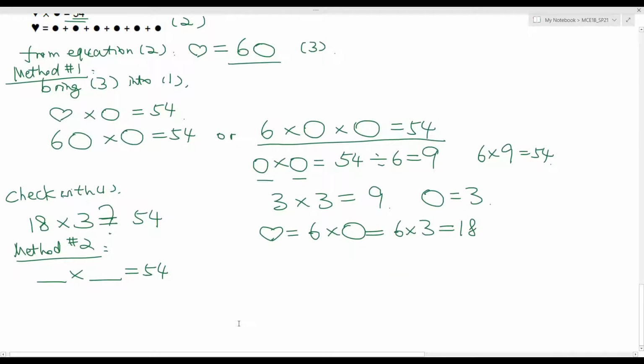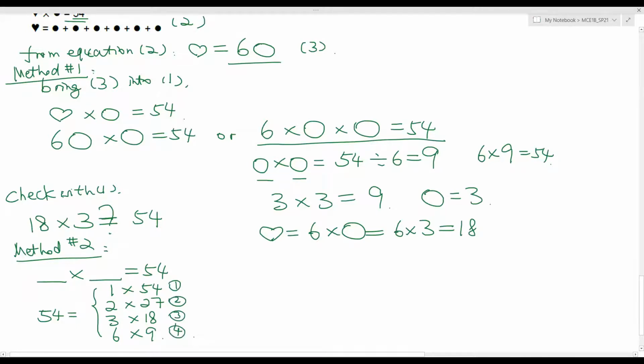We can basically say, what two numbers can give me 54, guys? It can be 1 times 54. It can be 2 times 27. It can be 3 times 18. And what else? 6 times 9. Okay, so that's only 4 possibilities that we can work with. So possibility 1, 2, 3, 4.